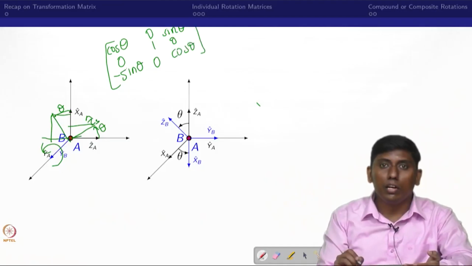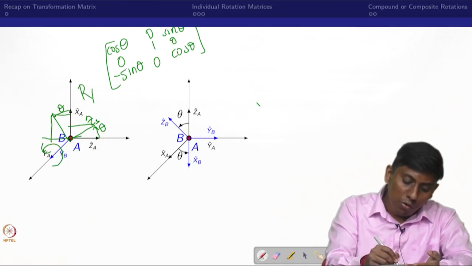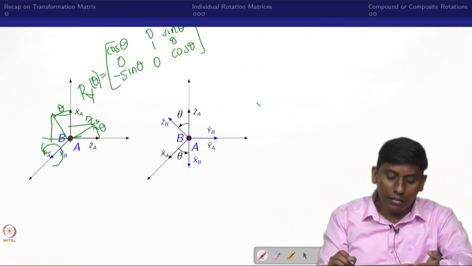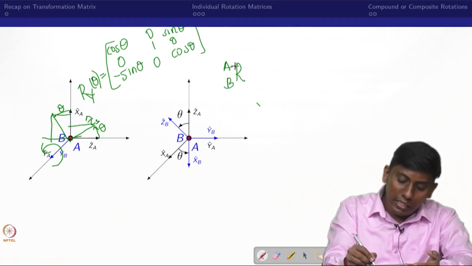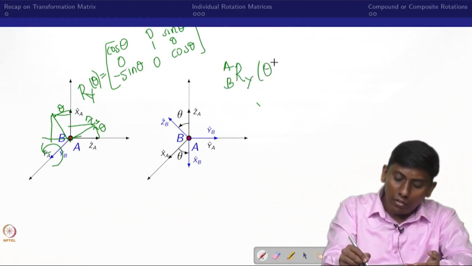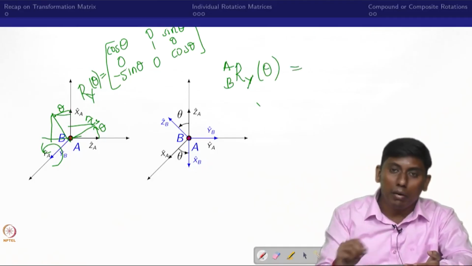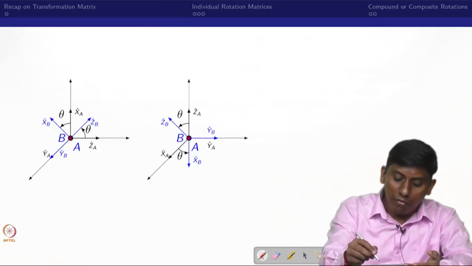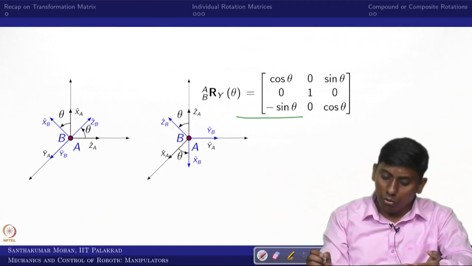Now, this is equivalent to the rotation matrix about Y at an angle of theta, right? So if I write R of B with respect to A, where the Y axis is used for rotation, this is the matrix. That is what we have written here. You can see this is what we obtained. This is another individual rotation matrix.